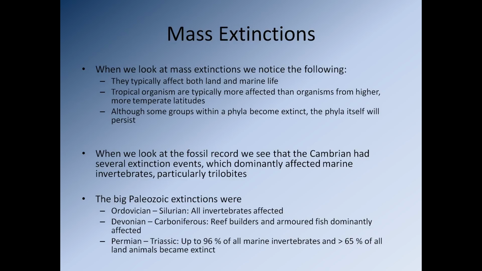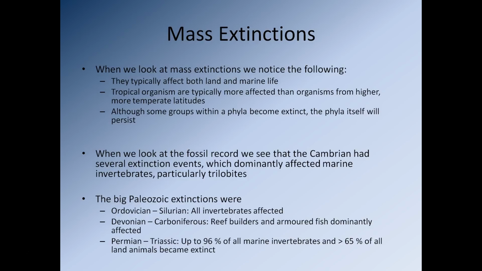So when we look at the fossil record, we see that the Cambrian had several extinction events which dominantly affected marine invertebrates, particularly trilobites. Now that's not a huge shock, because you have to bear in mind that during the Cambrian there is no life on the continents. So obviously, when it comes to affecting life on land, well, there's nothing there to affect.